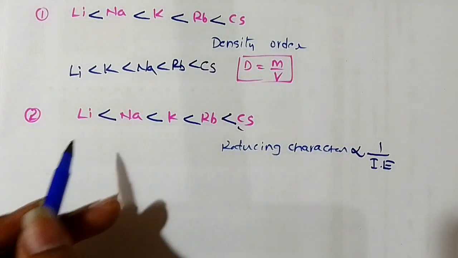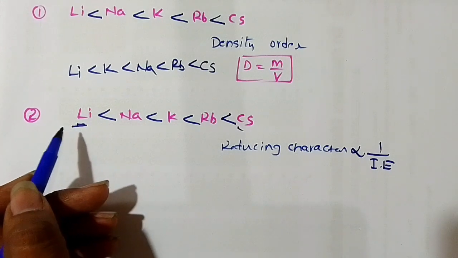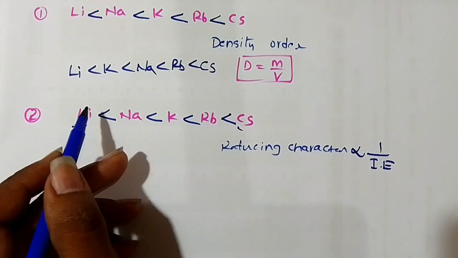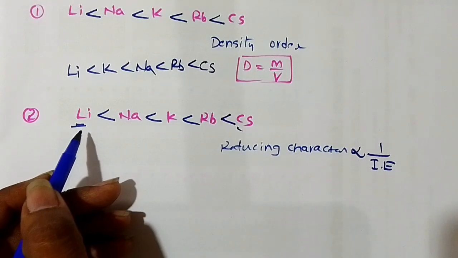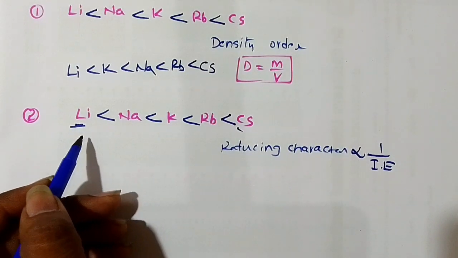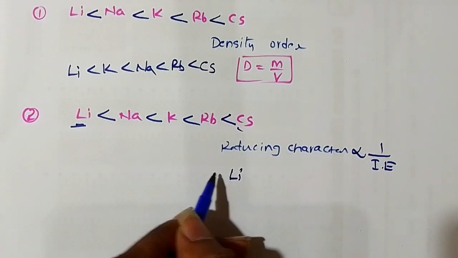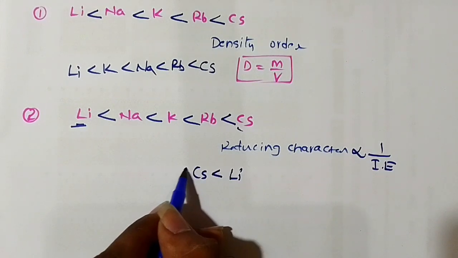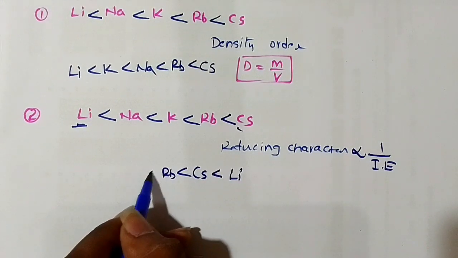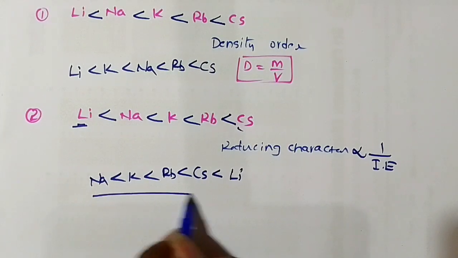But there is a small change in this order: lithium has more reducing character, because lithium has the smallest size and more hydration energy, and it can release electrons easily. Now the correct order is lithium has more reducing character, followed by cesium, followed by rubidium, followed by potassium, followed by sodium. This is the reducing character order.